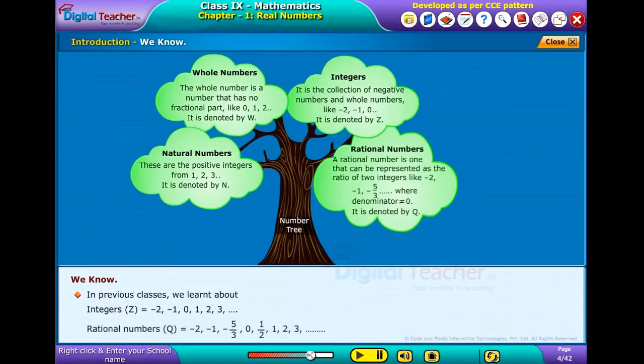Rational numbers. A rational number is one that can be represented as the ratio of two integers like -2, -1, -5/3 and so on, where the denominator is not equal to 0. It is denoted by Q.